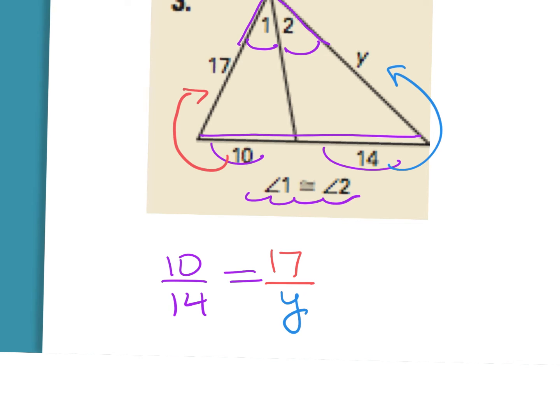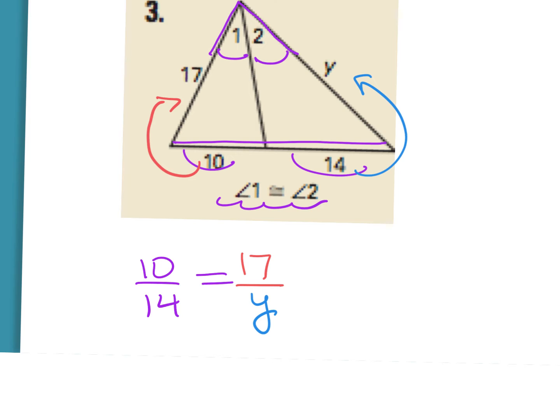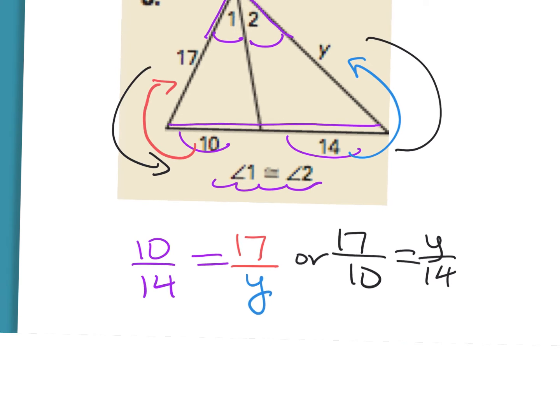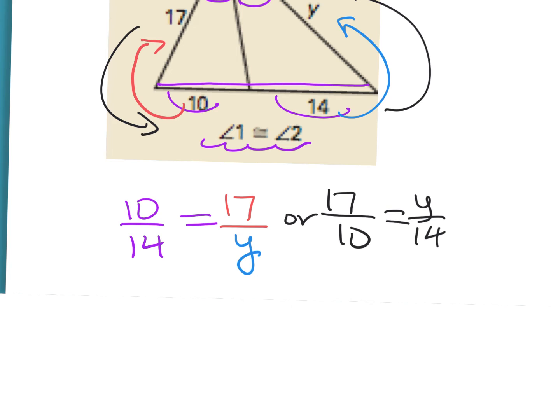That's one option. Or stay consistent, do top to bottom. Do 17 over 10, so this over this, and then do y over 14. It doesn't matter which way you do it. Just find a way, stay consistent. Now, again, you can either leave it the way it is, solve it, or I could reduce the purple to 5 over 7.